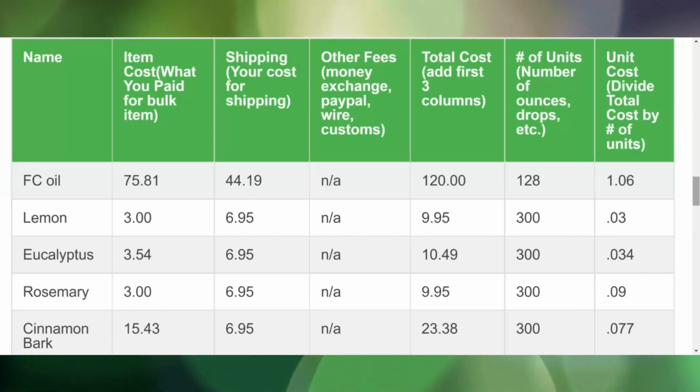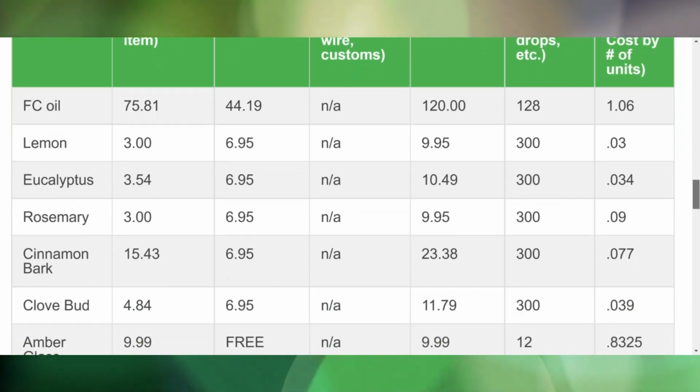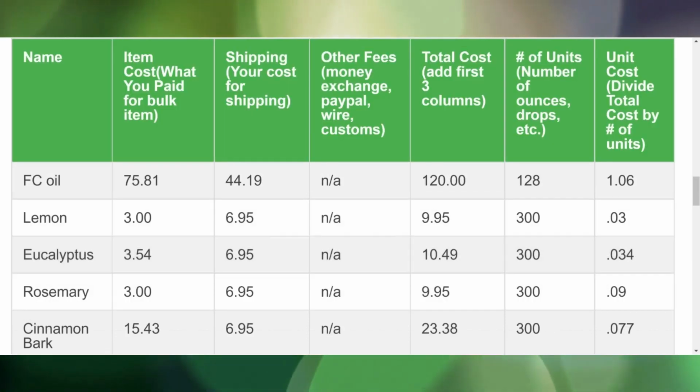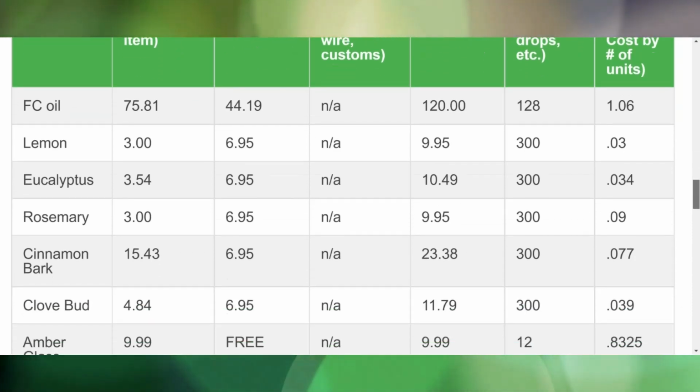Okay, so there I have already determined this is my formula. This is how much I need of each oil and carrier. Now, if you just go down a little further here, you'll see I have it broken down by the cost now. So now we need to write down what the fractionated coconut oil cost. It was $75.81 with the $44.19 shipping, and that brought it to an even $120. Now to break that down further, I have the number of units, if I go by an ounce, is going to give me $1.06 for each ounce.